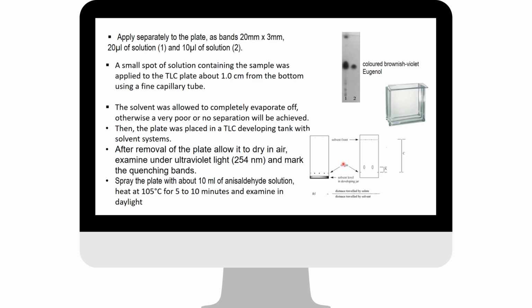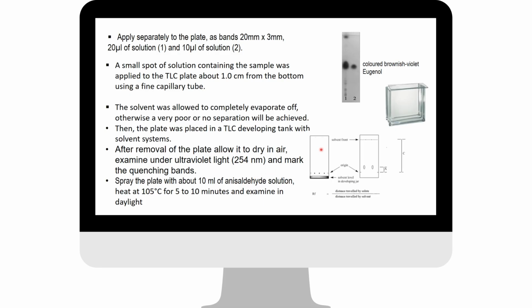So the spot will be more clear after this saturation, right? So the next point: once the solvent moves around 70 to 80%, what is the solvent? Here we have toluene, right? After that, we can take the plate out from the tank and dry it, and examine it under ultraviolet light at 254 nm. Definitely we will be having the quenching bands, right?